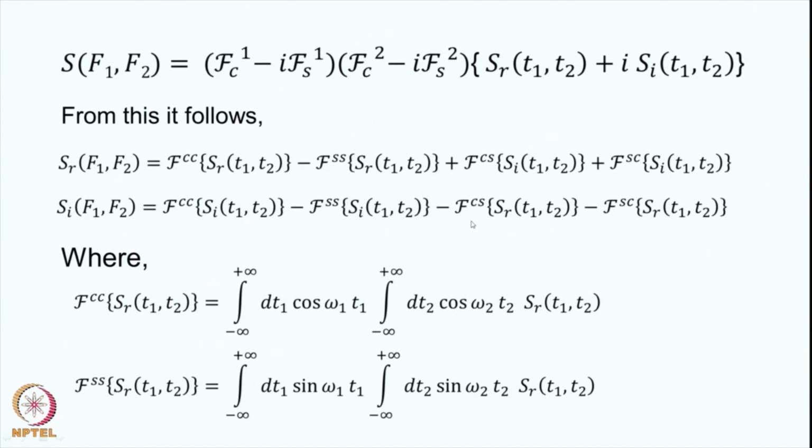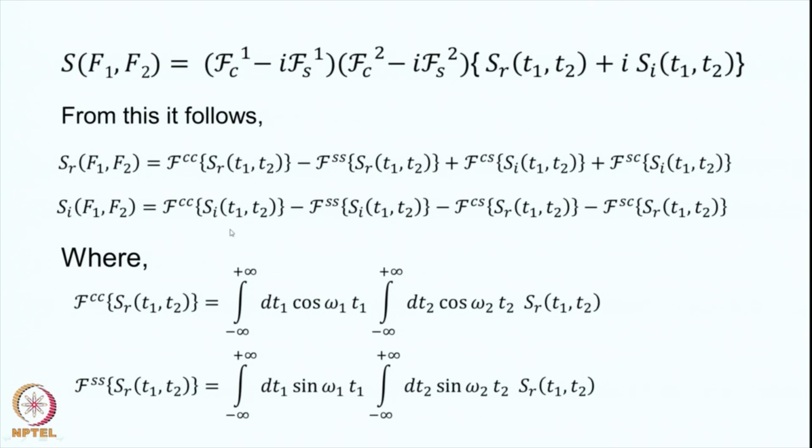minus FCS, that is this one and this one operating on this. FC1 minus iFS2 operating on SR(t1, t2), that gives you this term. So, this is again imaginary because of this i, and then you have minus FSC SR(t1, t2). FSC means it is this one operating on SR(t1, t2), this will have the minus i component, therefore, you get the minus sign. So, FSC SR(t1, t2).